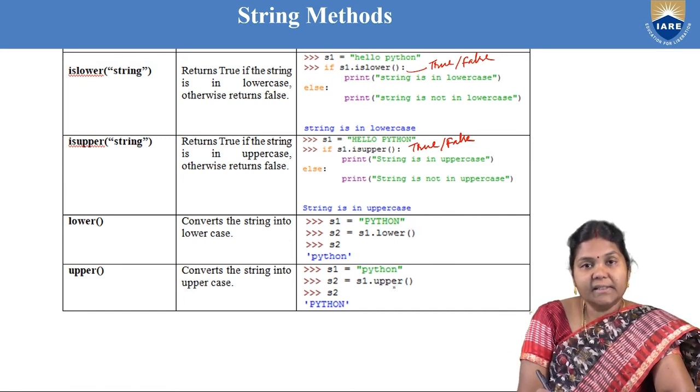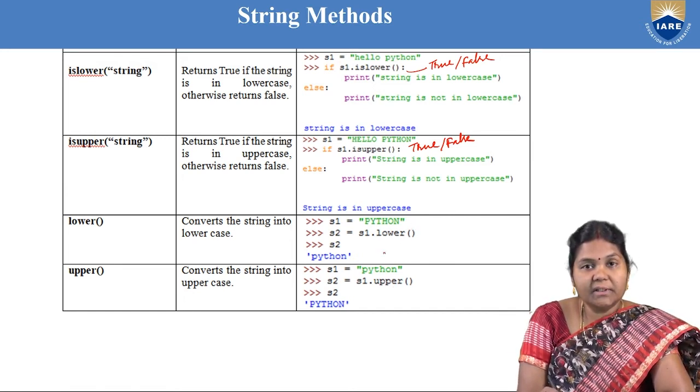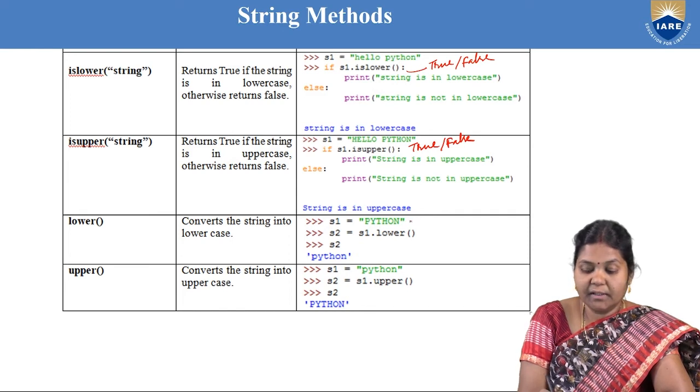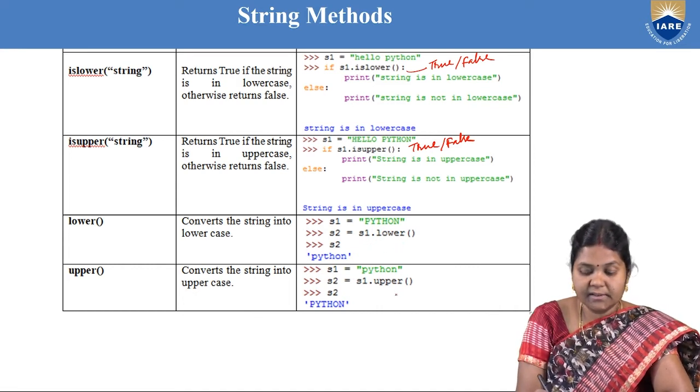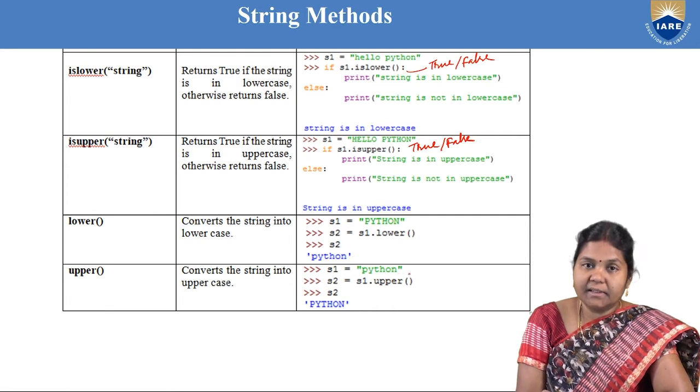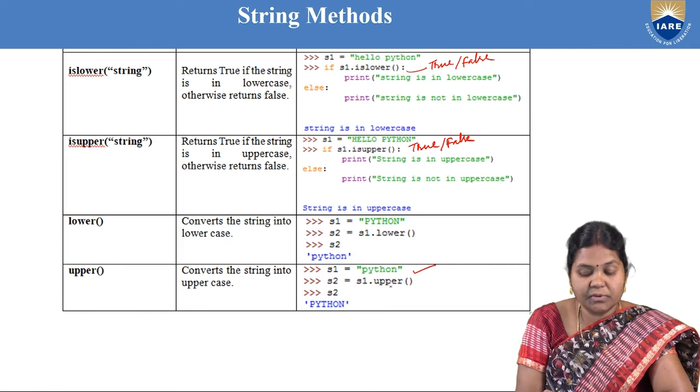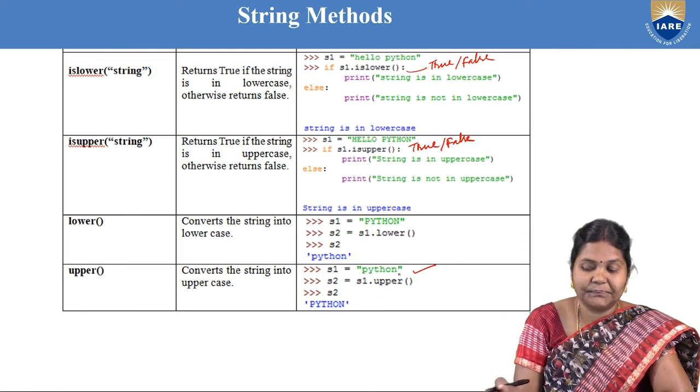Now, in the next example, the lower method will convert this string into lowercase. Here the given string S1 is Python, which is in uppercase already. If you write S1.lower, it will automatically convert into lowercase. Similarly, in the last example, the given string is already in lowercase. If you want to convert into uppercase, you can simply write S1.upper and it will convert into uppercase.